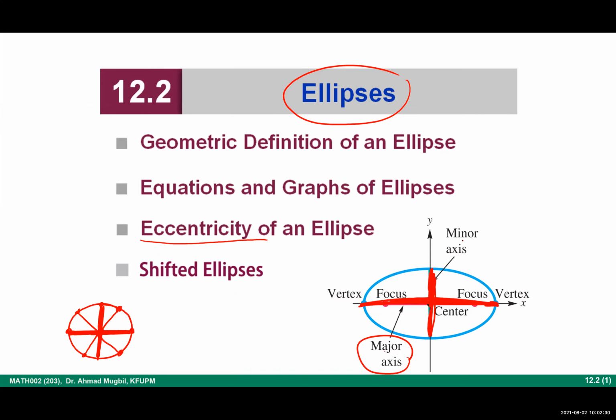Now, if the major axis equals the minor axis, what will happen? Instead of having this shape, we will have this shape, which is a circle. So if we have an ellipse with major axis equal to minor axis, then we have a circle. Now, the question is, what is the geometric definition of the ellipse? What is common between these points that are on the ellipse? There is something that makes them special from other points on the plane.